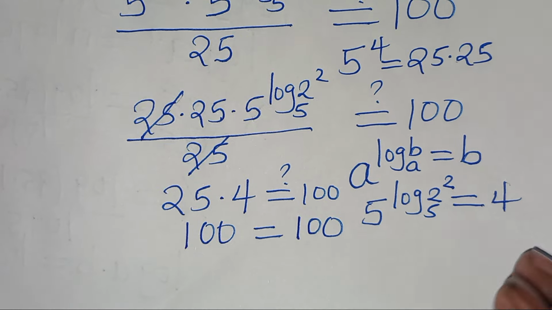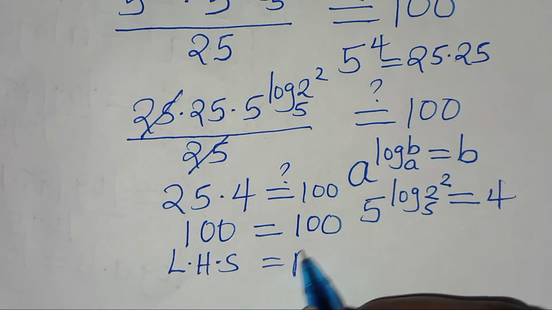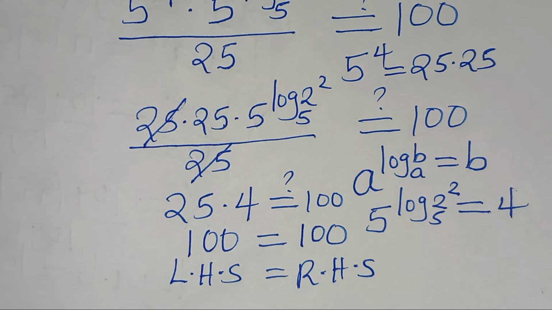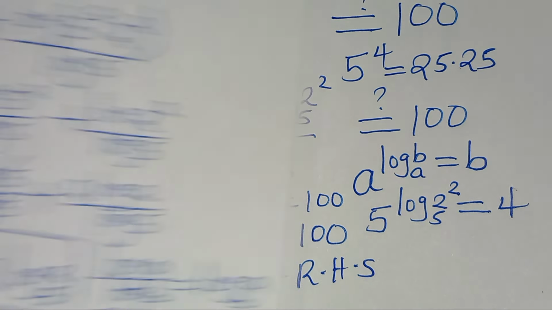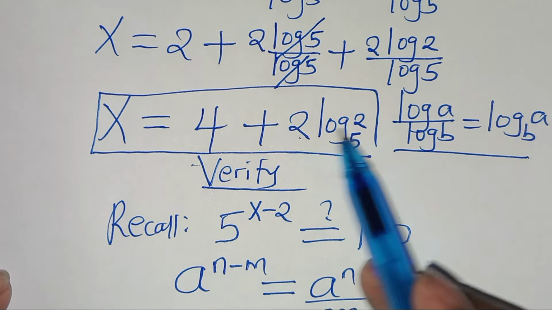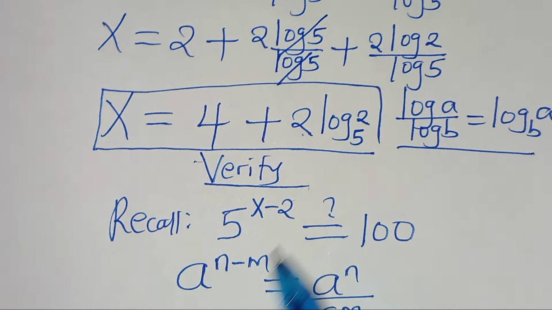So this implies that the left hand side is equal to the right hand side. So this implies that the value of x here, which is equal to 4 plus 2 log 2 to base 5, satisfies the equation.